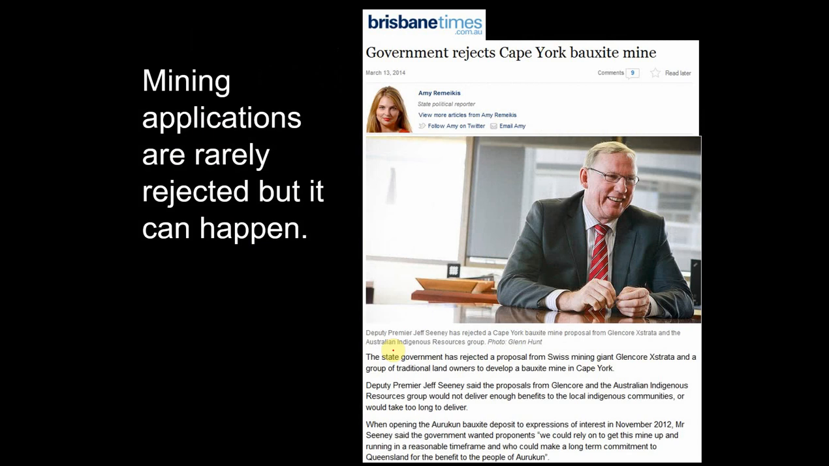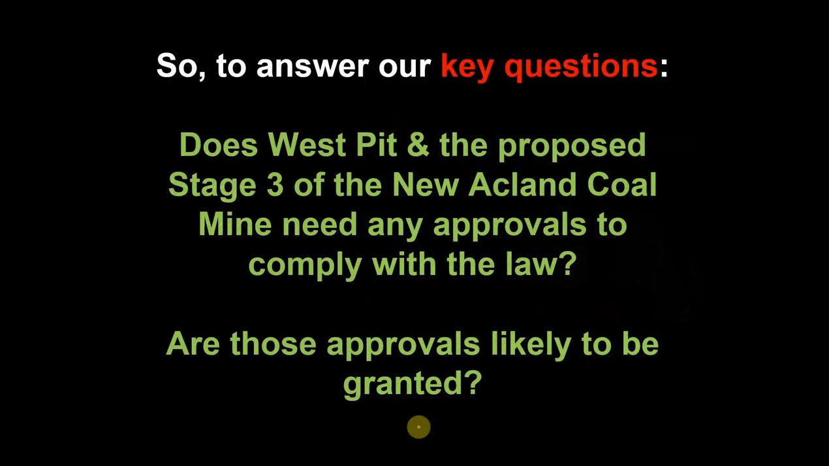Mines are rarely rejected. This news article was from 2014, with the state government of the time, which had rejected a mine because of commitments that hadn't been made to the traditional owners of the area. And anyway, that doesn't preclude the application being reapplied for going forward in different ways. But anyway, that was one of the exceptions as well. Most mines that are applied for get approved, because when you weigh up the broad discretionary criteria, jobs and royalties typically trump environmental impacts.